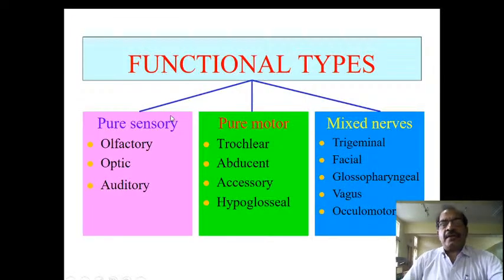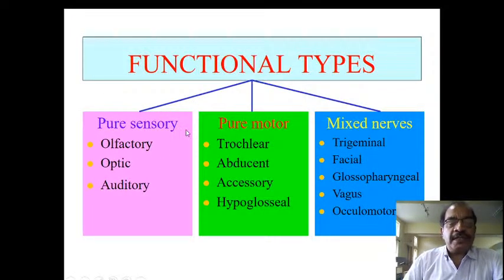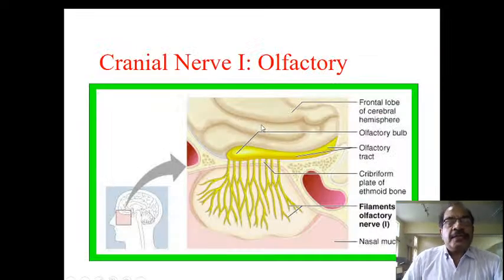So we can divide the cranial nerves in different ways. The purely sensory cranial nerves are numbers 1, 2 and 8. The purely motor cranial nerves are numbers 4, 6, 11 and 12. The cranial nerves which have mixed functions are the 5th, 7th, 9th, 10th and the 3rd, that is the oculomotor nerve. For the examination, you should know the functions of the individual cranial nerves.